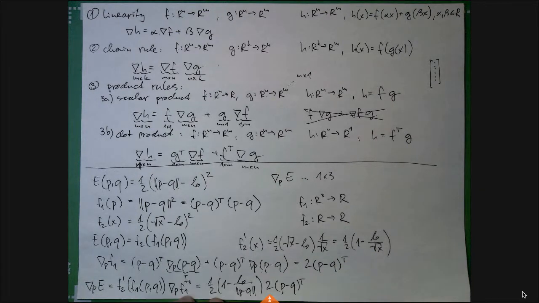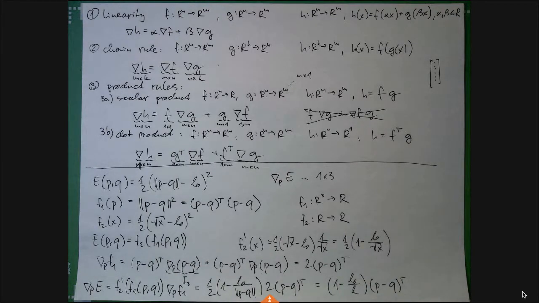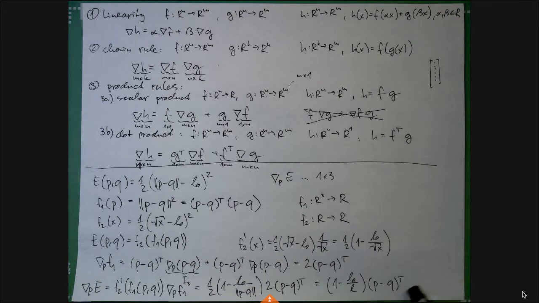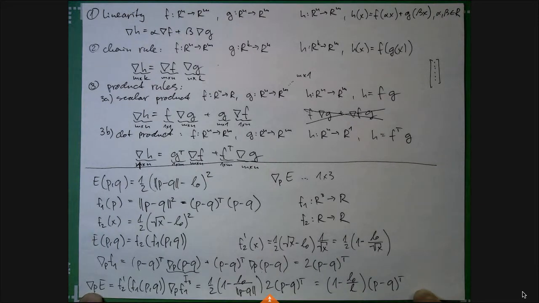So if you let me call this L, the norm of p minus q, I can simplify it and write 1 minus L0 divided by L times p minus q transpose. The transpose doesn't really mean anything, that's just because we said that the gradients will be row vectors by convention. And that's it. That's at least the gradient with respect to p.